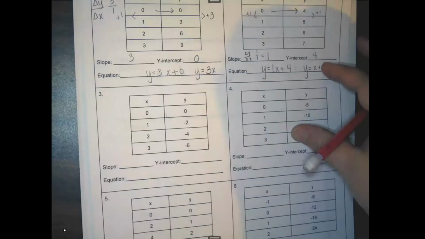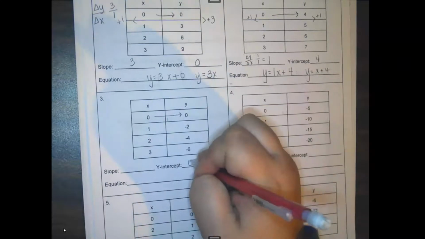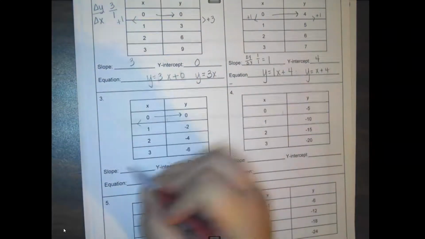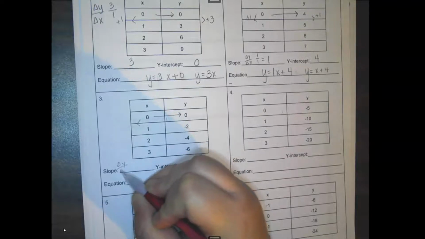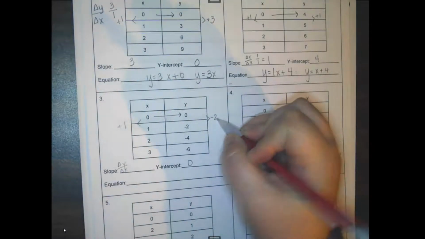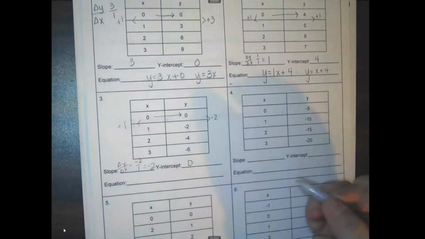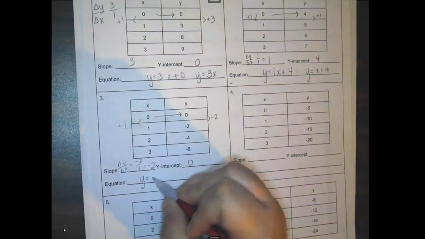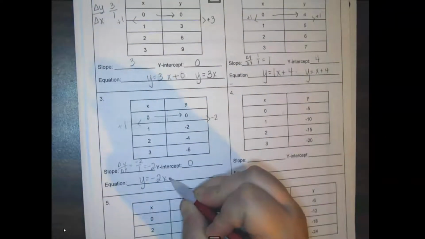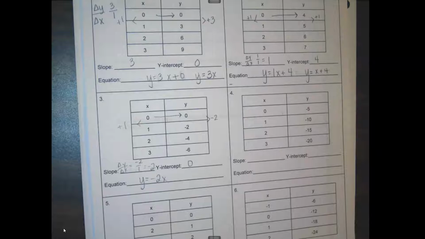All right, let's look at number 3. Across from my 0 is 0. My slope, so my change in y over my change in x, +1, -2. So -2 over 1, which is just -2. So y equals -2x. We can include the +0, but really it's just going to be -2x. Sorry, I feel like I'm going a little too fast today. I'll slow down on the last ones.